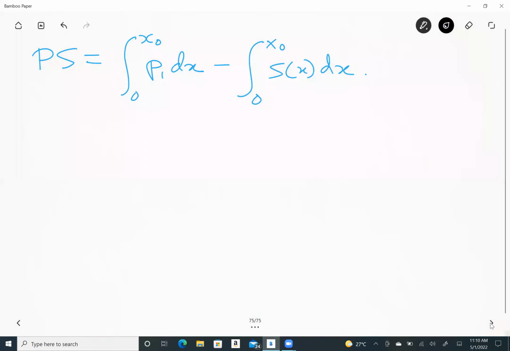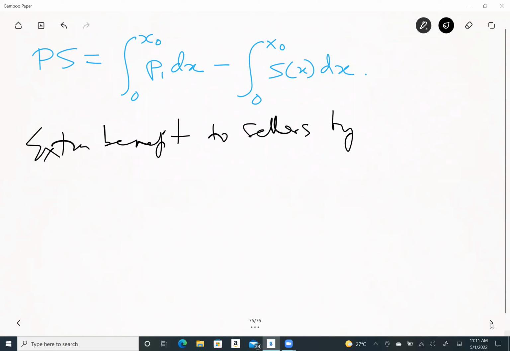Now, what is the meaning of producer supplies? So that is what? That is the extra benefit. The extra benefit to whom? To the sellers. By what? By selling X1 at the price P1. Okay, by selling X1 at price P1. Okay, all right. Sellers by selling.